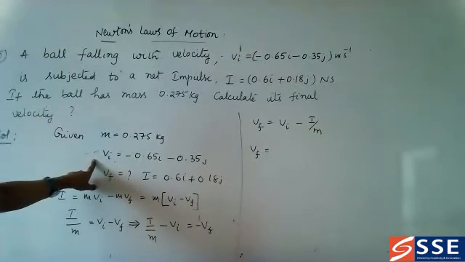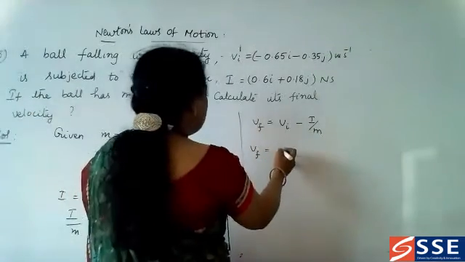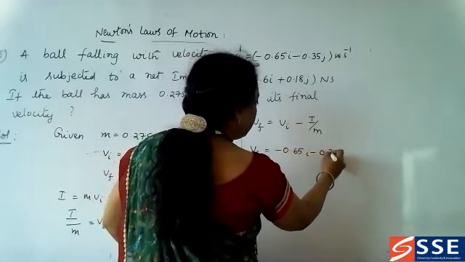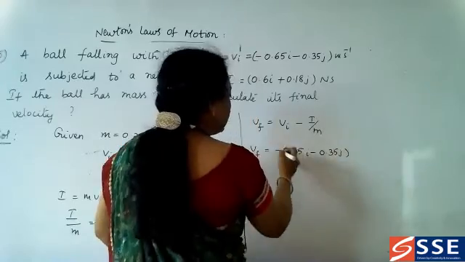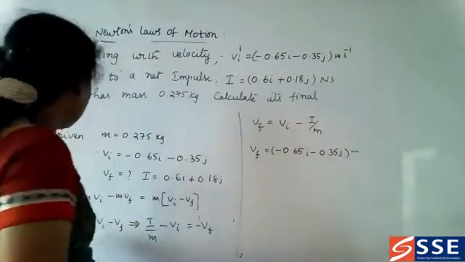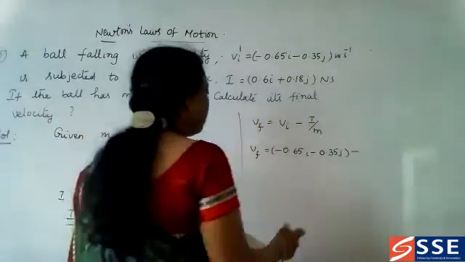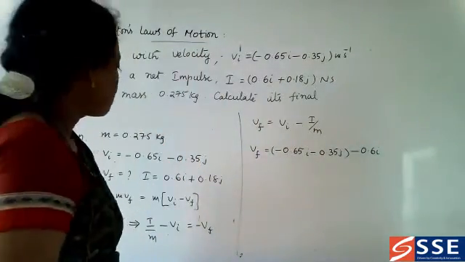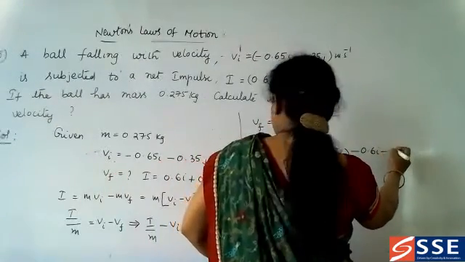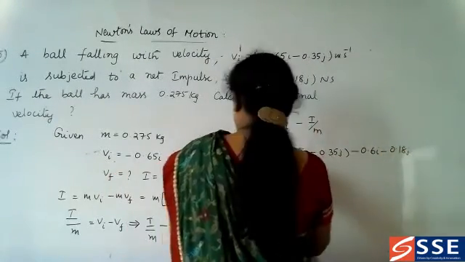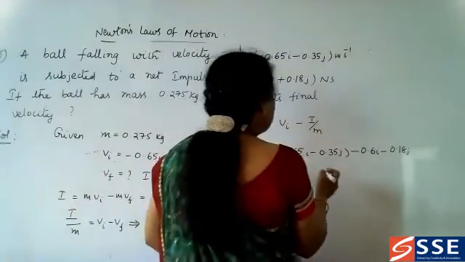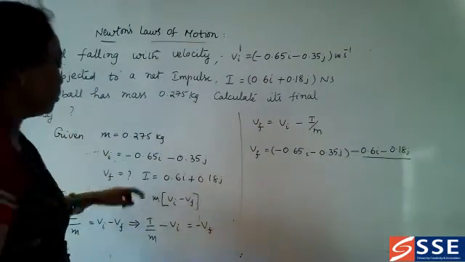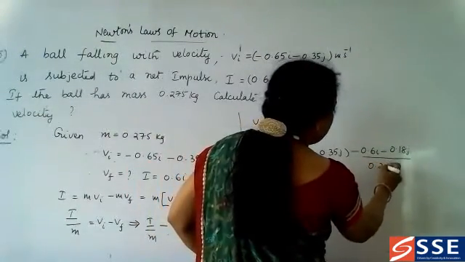So substituting for Vi, you substitute here, ma. So minus 0.65 I minus 0.35 J. So next minus I. So here what is I value? Impulse is 0.6 I. Plus means minus, it goes to 0.18 J by m. So by m, mass, you have to take mass here, 0.275.